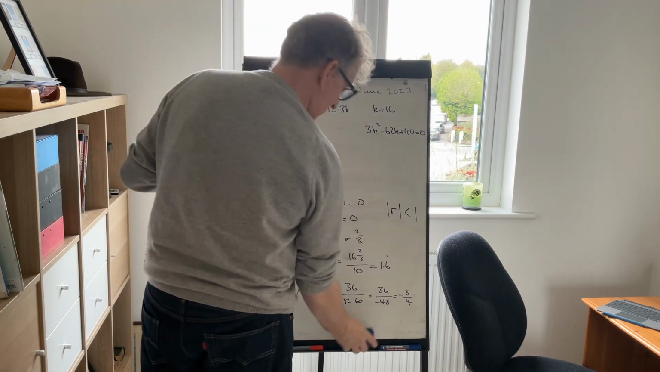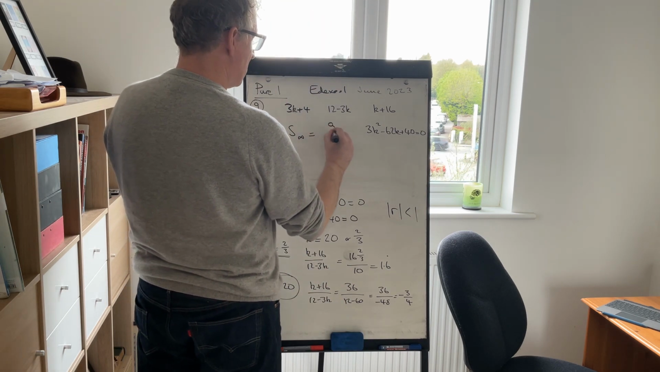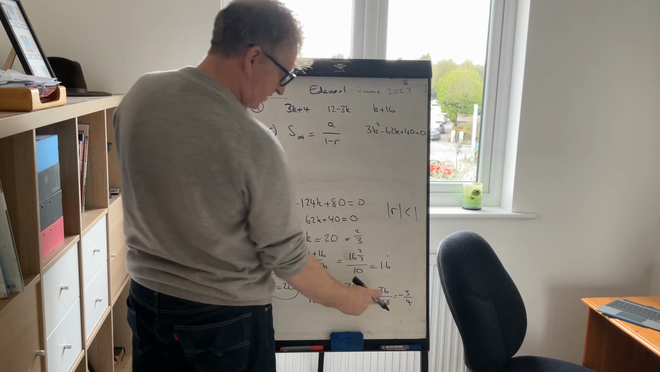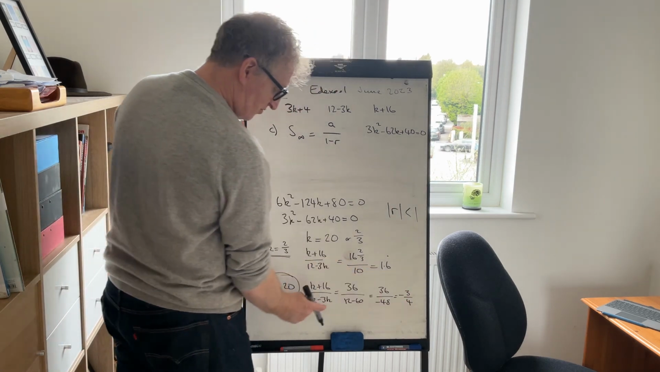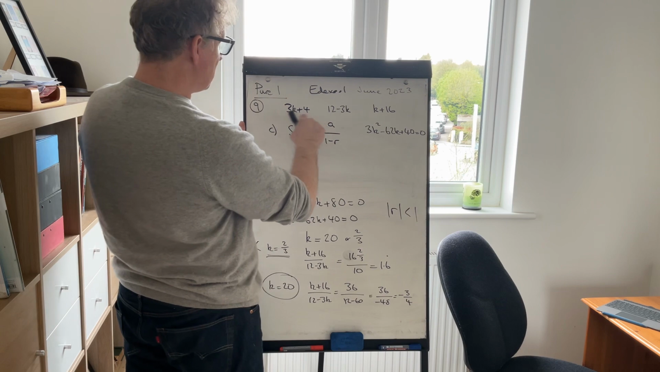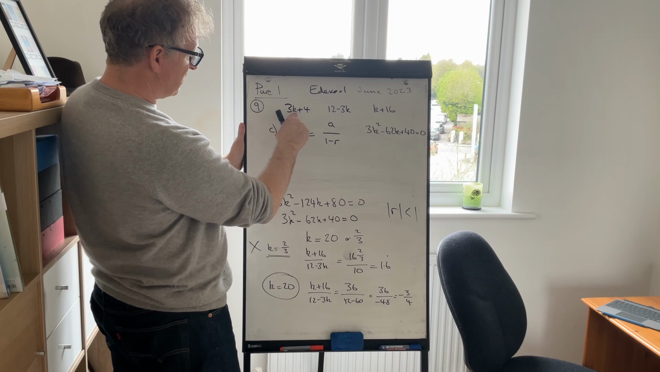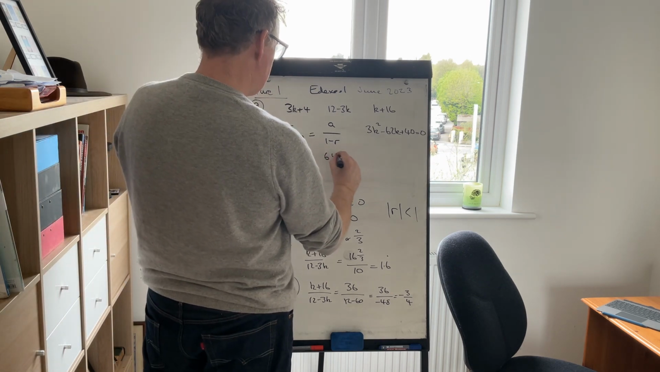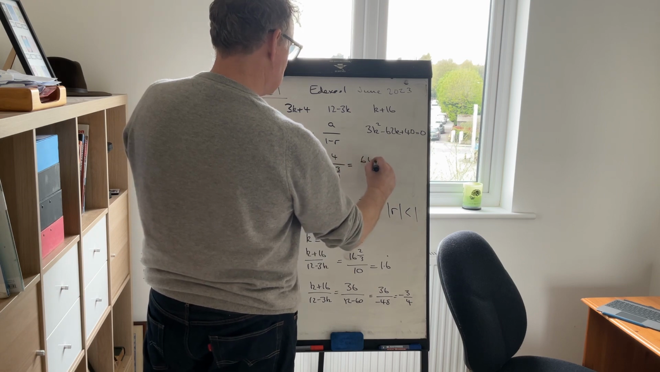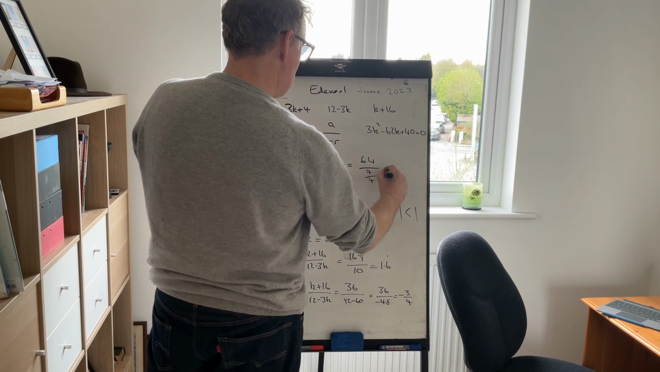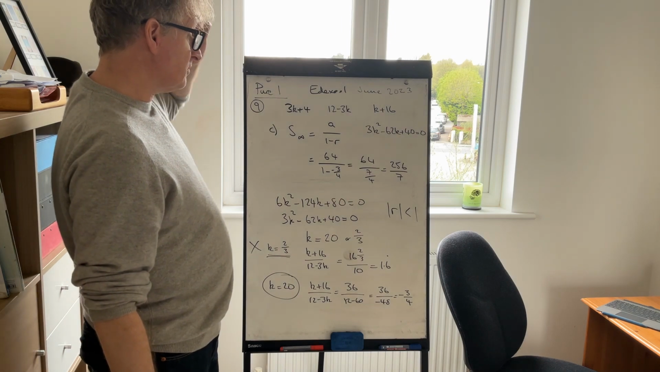We can just go, right, we trot out our sum to infinity rule. This is for part C, which is a over 1 minus r. We know what r is. It's minus 3/4, not 20. Minus 3/4 is the actual common ratio. And a is that first term there, 3k plus 4. And if k is 20, 3 times 20 plus 4 gives us 64 over 1 minus minus 3/4. So that's what, 64 over 7 over 4, which is 256 over 7. And there's our answer.